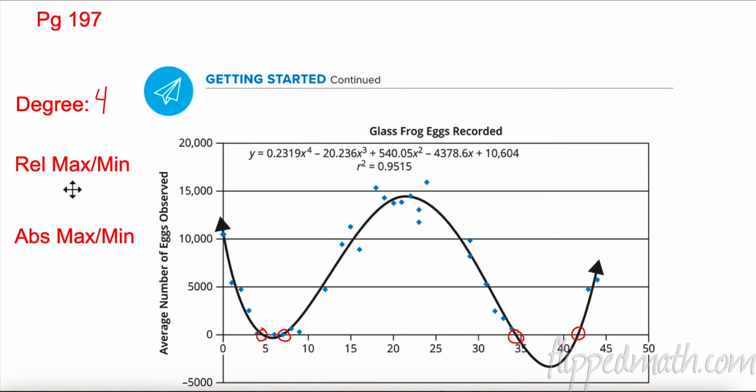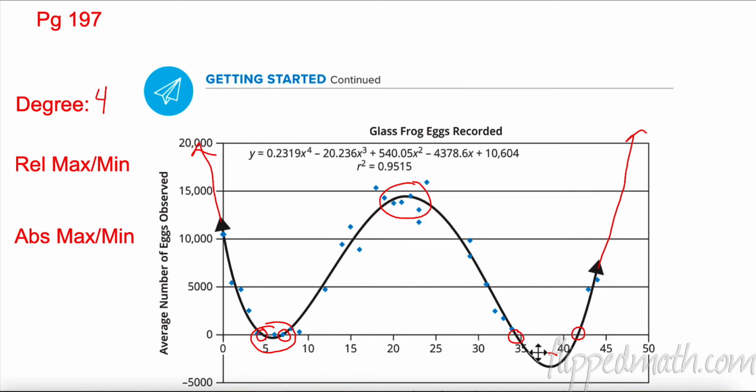We talked about relative mins and maxes. Those were the points like right here and right here. In that area, this is the highest y value. Now we know that the graph goes up forever and ever and ever, and goes up this way forever and ever and ever. So it's not the greatest y value, it's just in that area. Likewise, down here, this is our relative minimum because in this area, it's our lowest y value.